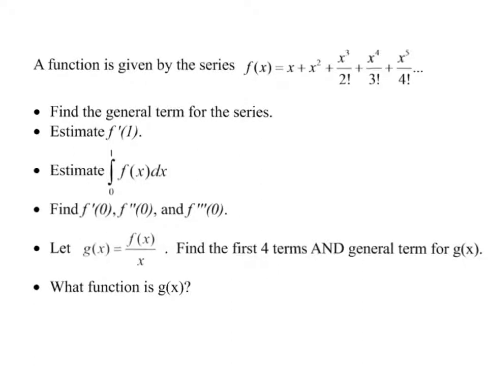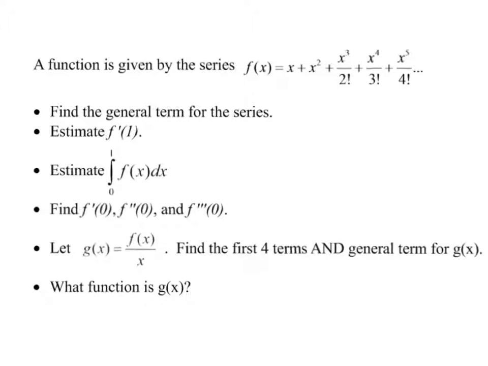All right, in this problem, I just want to talk about a bunch of different things with a series. I may need to erase and start over just for the room, but I wanted to put it all up there. So a function is given by that series: x squared, x cubed over 2 factorial, x to the fourth over 3 factorial, and so on.